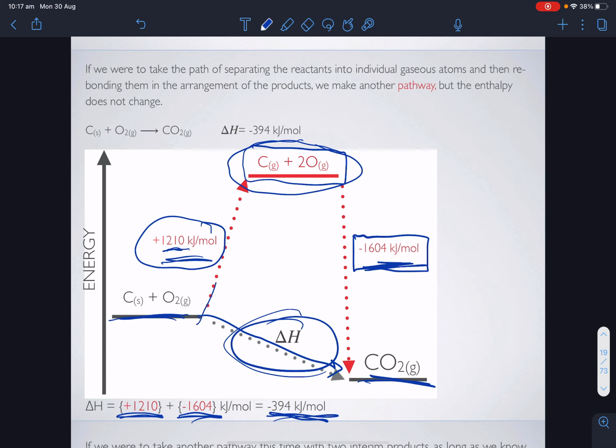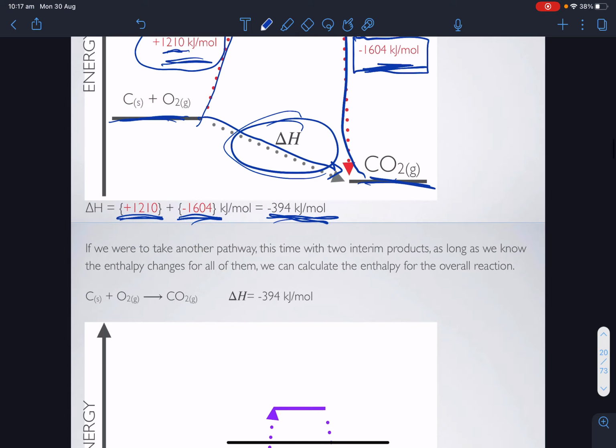You can go via a different path altogether, as long as you start at the same place and end at the same place. Okay, we started at the same place and we ended at the same place, but we took another step and we measured the enthalpy for that, and we could work out the enthalpy for the start to end.